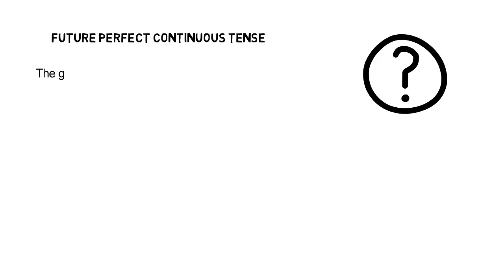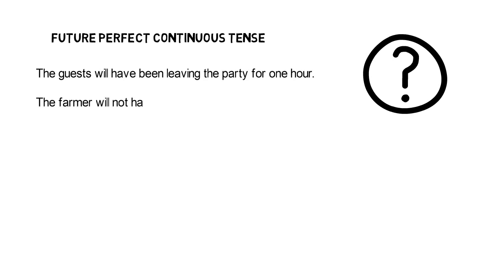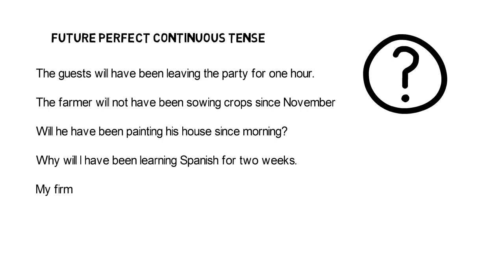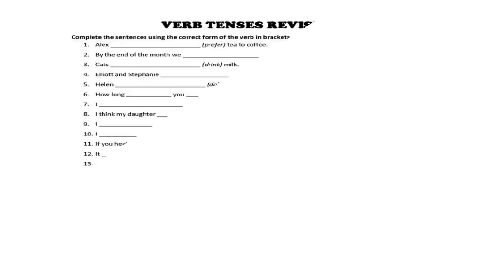Next, the last tense, future perfect continuous tense. The guests will have been leaving the party for 1 hour. The farmer will not have been sowing crops since November. Will he have been painting his house since morning? Why will I have been learning Spanish for 2 weeks? My farm will have been progressing by leaps and bounds.